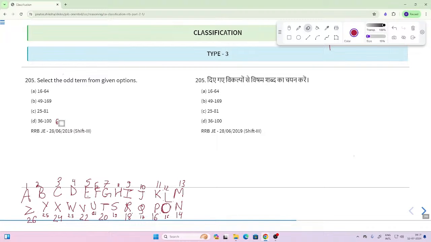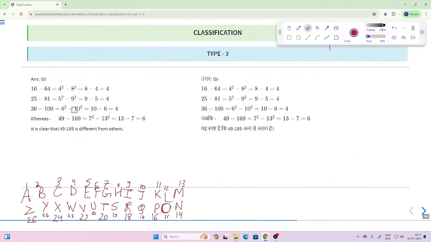Let's check. Yeah, same thing they've done. 8 minus 4 is 4, 9 minus 5, 10 minus 6 is 4. With this one, it is 6. So 49 minus 169, B, is the correct choice.